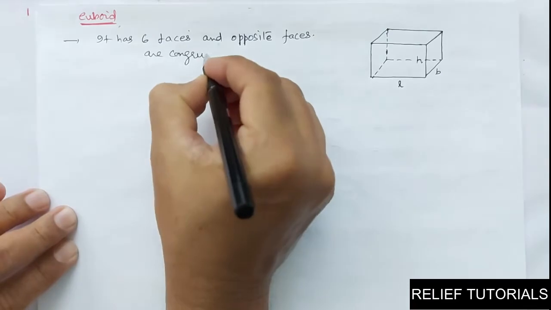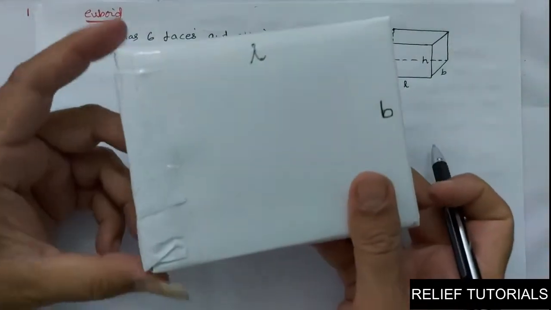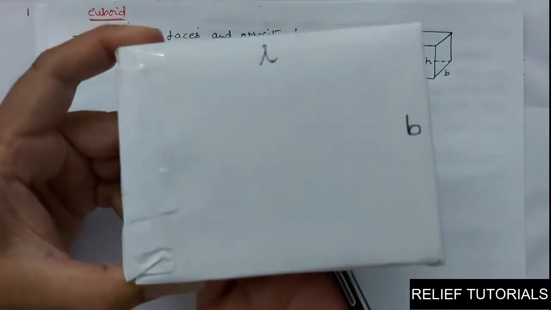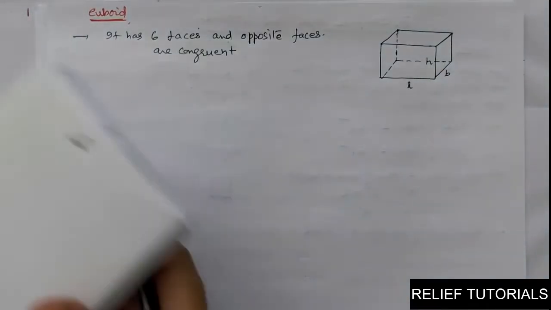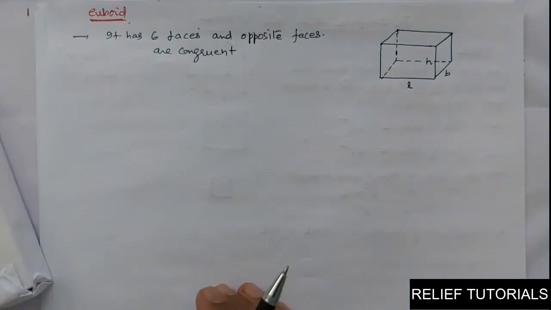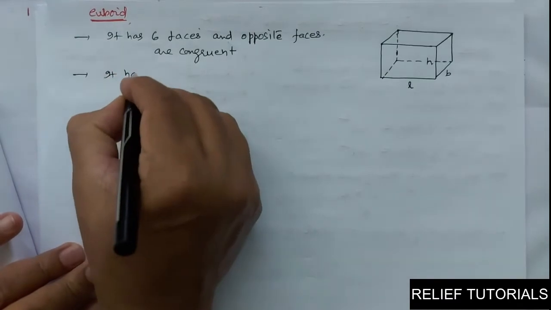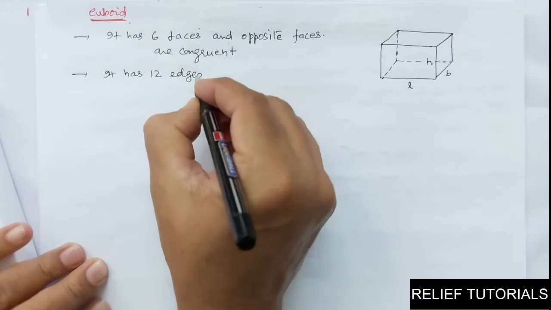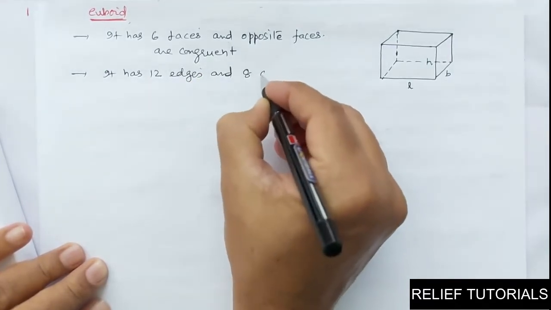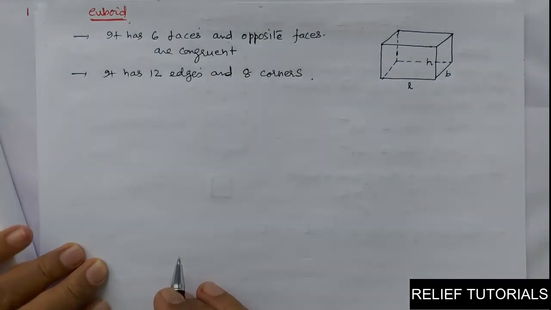Have you got this? So it has altogether 6 faces. This top face and this bottom are congruent. These two faces are congruent and these two faces are congruent. Clear or not? And it has 12 edges, which are not all equal. It has 12 edges and 8 corners.